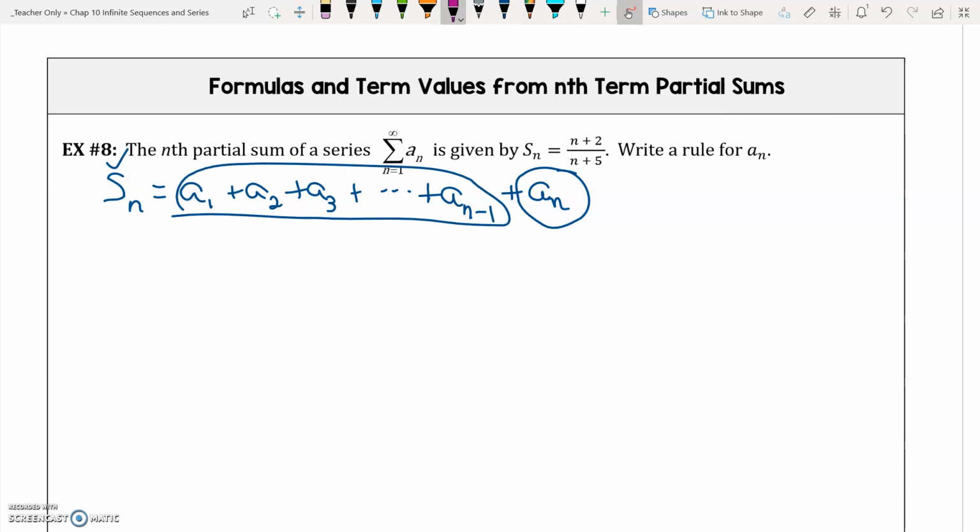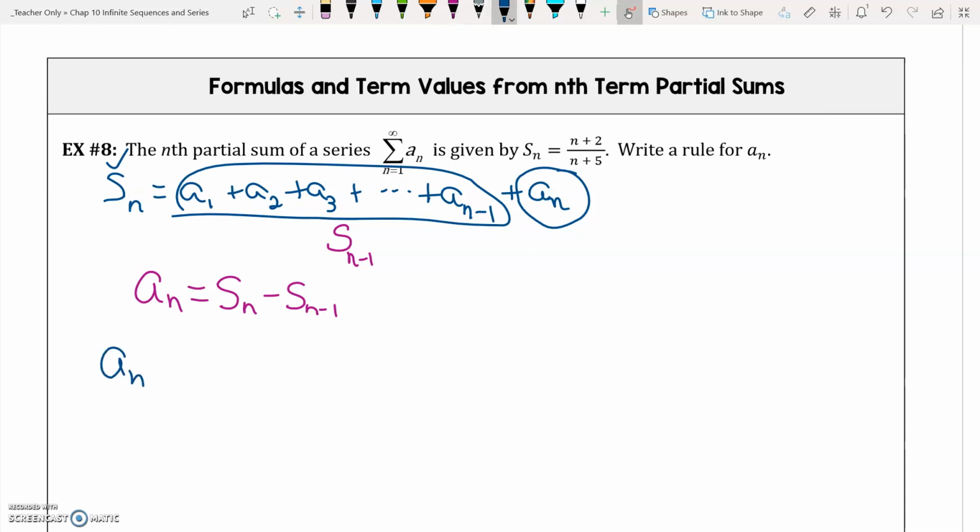Well, what do those terms represent as a group? What they represent is the sum of the n minus 1 terms. So we can write a sub n as S sub n minus S sub n minus 1. And that will give us a formula for the a sub nth term. So let's go ahead and do that.